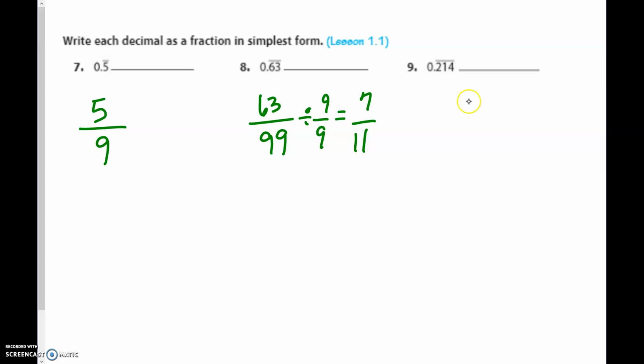All right, and the next one here, we have 214, and on the bottom, we have 999. Now this is 4, 5, 6, 7, so that means 3 doesn't go in there. I think this is simplified, so I think it's 214 over 999.